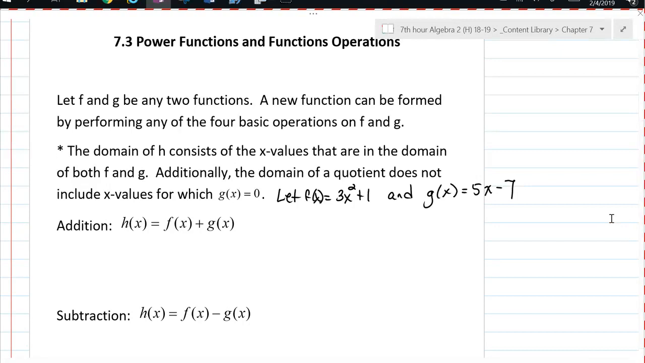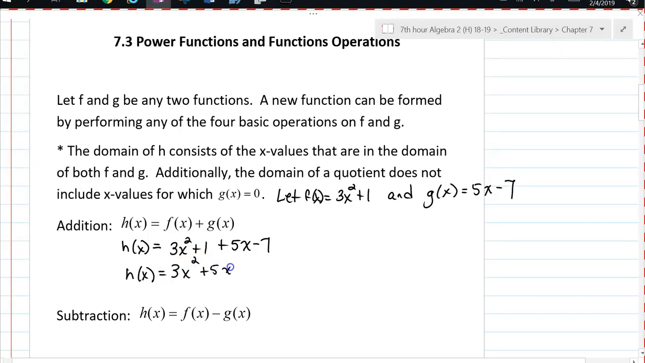So I want f of x plus g of x. My new function will be called h. I'm going to add f of x, which is 3x squared plus 1, plus g of x, which is 5x minus 7. So when I add those two functions together, I get 3x squared plus 5x minus 6. Notice when I add the two polynomial functions together, I get another polynomial function. So we can talk about the domain of this polynomial function.